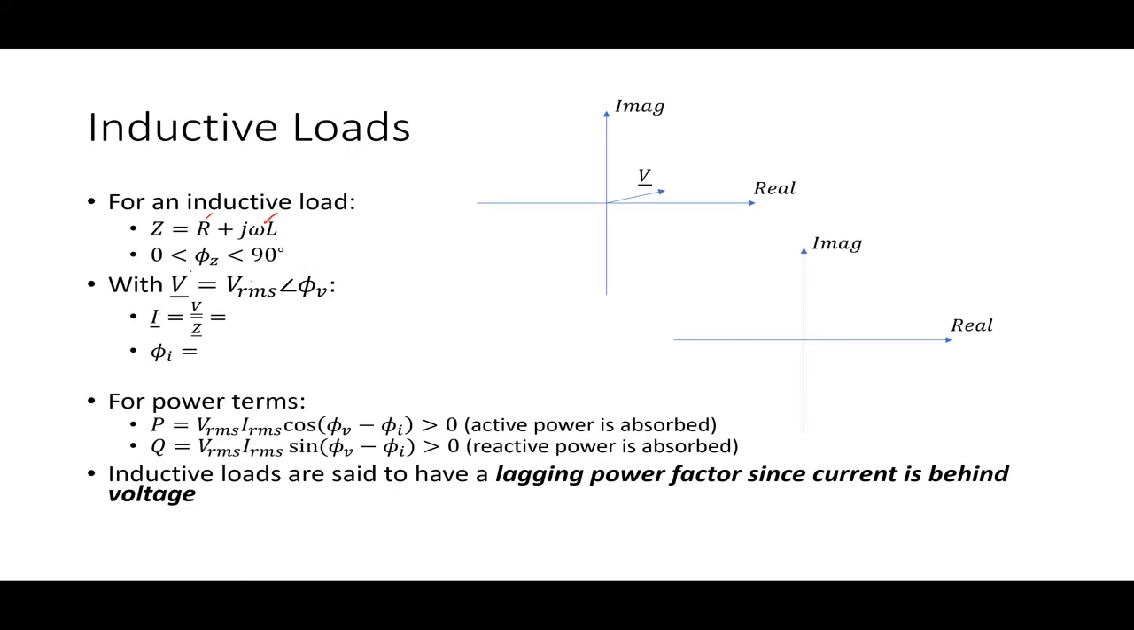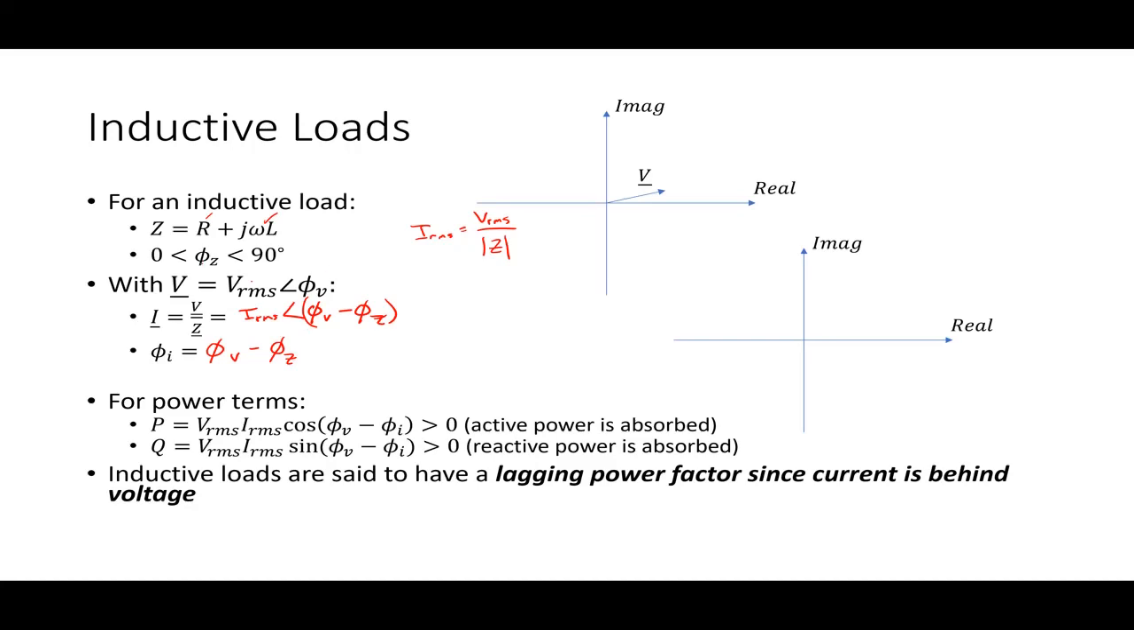So if I look at my phi sub I here, if I use Ohm's law to figure out what I is going to be, I equals V over Z. That tells me my magnitude is I RMS, which would be V RMS divided by the magnitude of the impedance, whatever it is. The angle of the current is phi sub V minus phi sub Z.